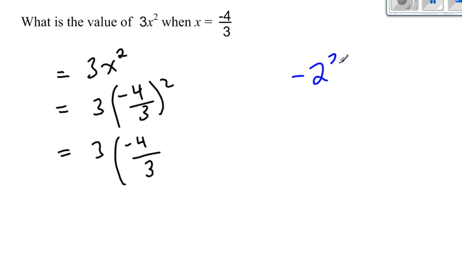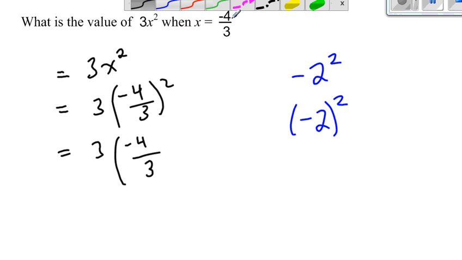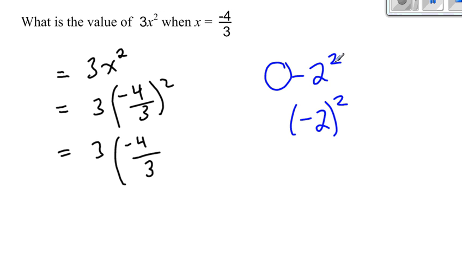-2 squared and (-2) squared. So according to the rules of BEDMAS, what I'm squaring here is the number 2, and then that number 2 is multiplied by -1. So this minus sign here really suggests some sort of subtraction from 0, because this really says 0 minus 2 squared.